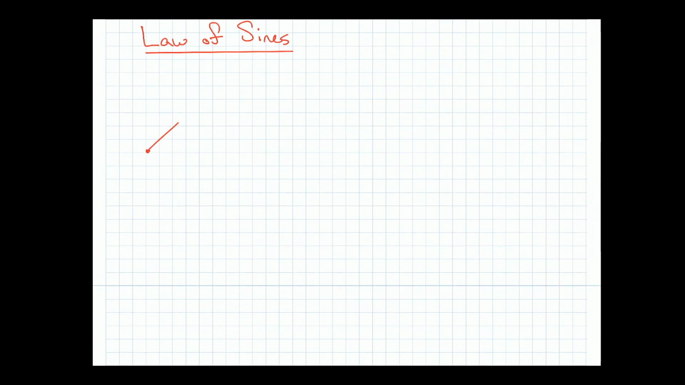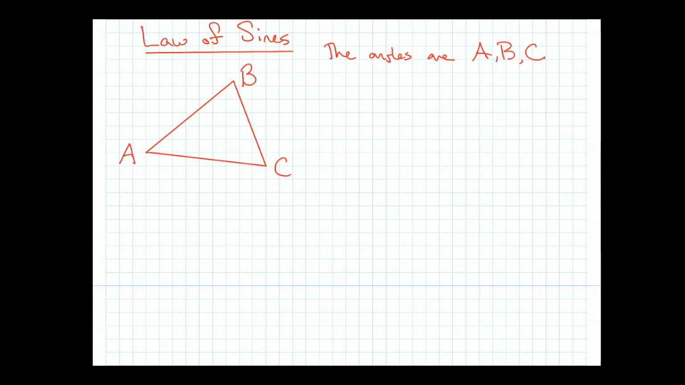We're going to assume we have a triangle, and it's not any kind of special triangle, it's just a triangle. We've got three different angles on here. I'm going to call them A, B, and C. Those are the angles. Then you've got three sides. The sides are going to be little a, little b, little c. And where we're going to draw those is opposite of the angle with the same name.